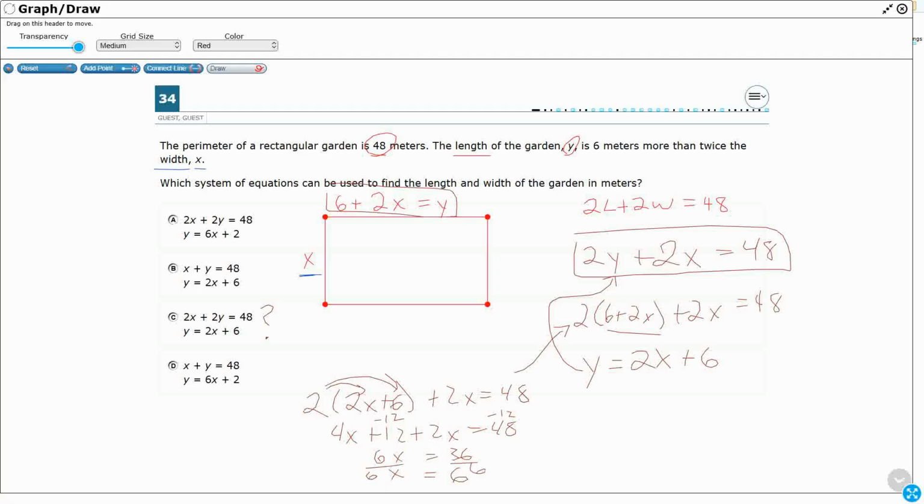All right, so let's plug that in to make sure it works. If this is 6, this is going to be 6 plus 2x. So 6 plus 2 times 6. So 6 plus 12, 18. So if I have a perimeter of 48, can I get there if I have a length of 18 and a width of 6? Well, 18 and 18 is going to get me 36, and then another 12 is going to get me 48, which gets me there. So my answer is C.